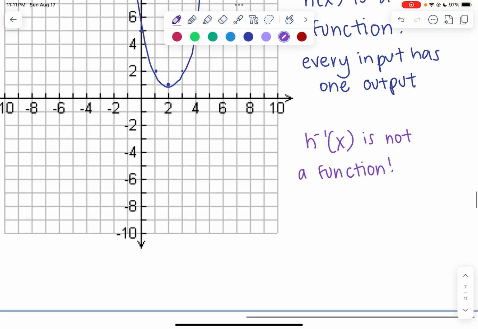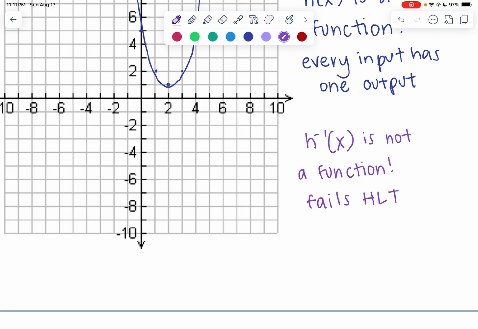Now, what I don't want you to say is "fails horizontal line test." That's a quick way to check it, but I don't want you to say that. You can say the inverse is not a function. You could say something like every output had more than one input, or just keep what you know about functions and say every input has more than one output, or just say input has multiple outputs.